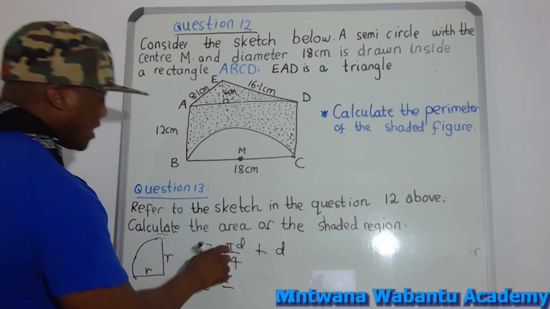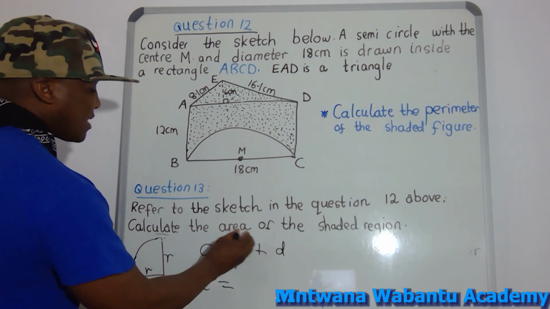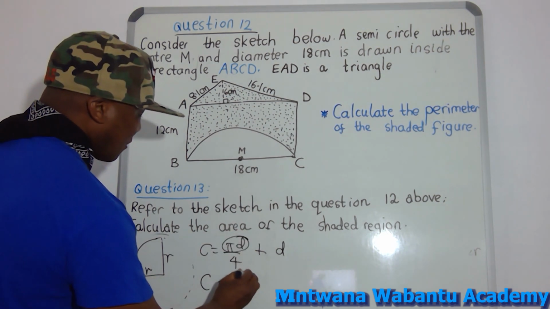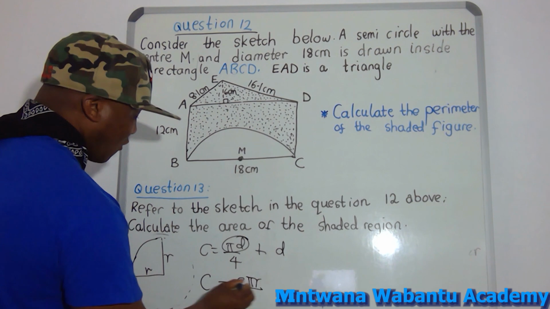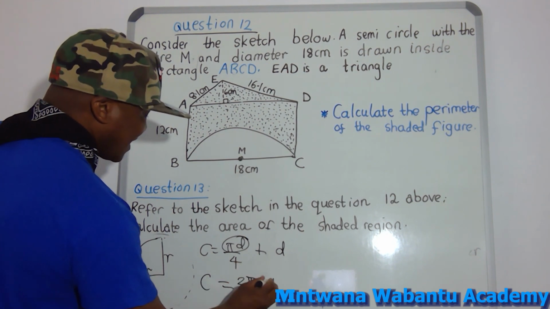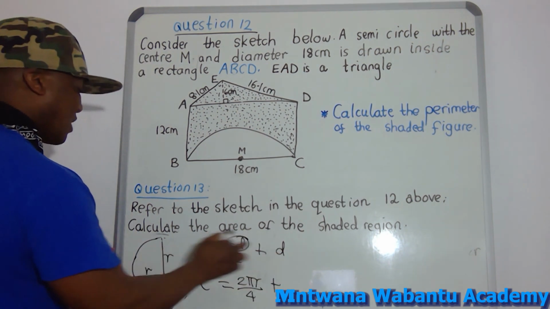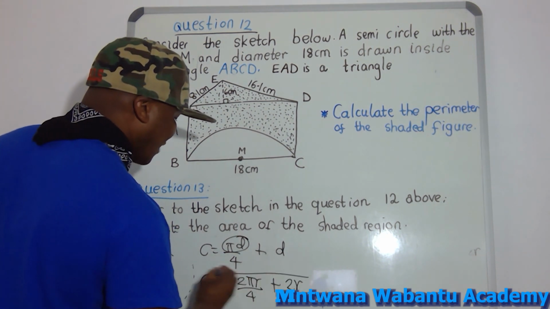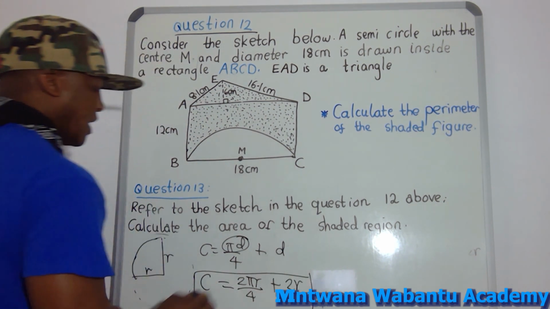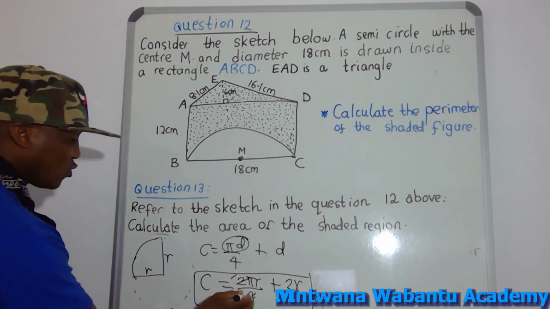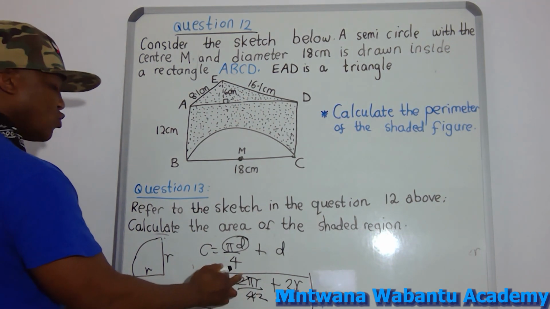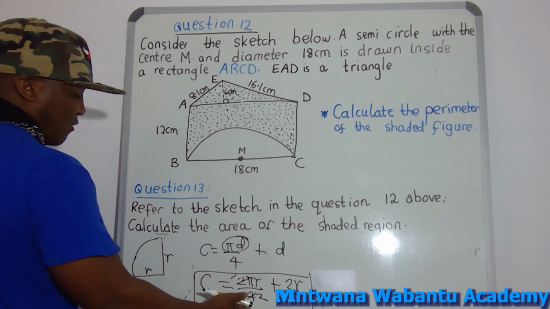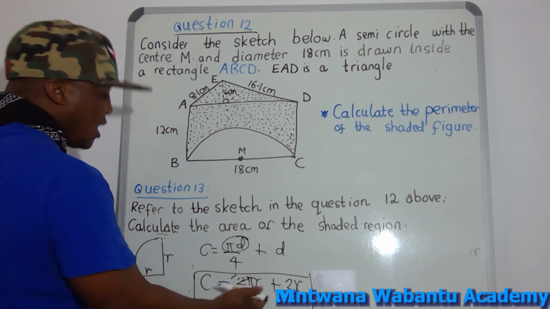Circumference equals pi d. If I don't want to write pi d, I can say 2 pi r over 4, and then plus diameter. What is diameter? Diameter means radius and radius, so I can say 2 radius. You can write it like this if you want, and then you can simplify by 2, because 2 divided by 4 equals a half. It's like 1 over 2. So it's going to be pi r over 2 plus 2r.